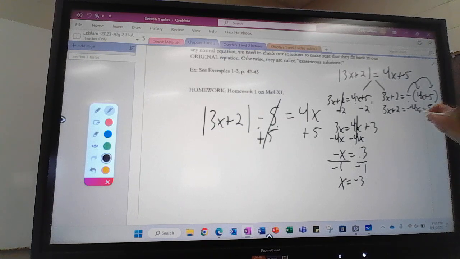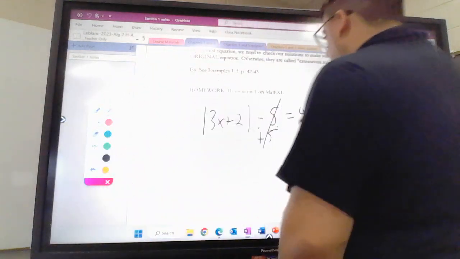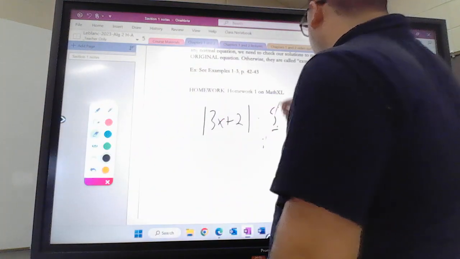This time, I'm going to add 4x to both sides first. Plus 4x, plus 4x. So that's 7x plus 2 equals negative 5. I'm going to subtract 2 on both sides. 7x equals negative 7. Divide both sides by 7. Negative 7 divided by 7 is negative 1. So I end up with possibly two solutions here. What I want to do with that is check both of them back into our original problem to make sure that it all works out.